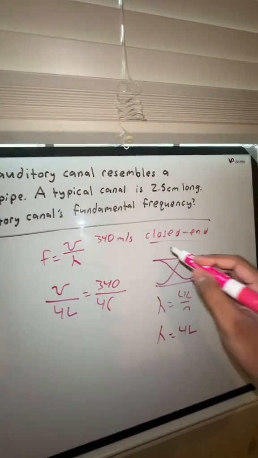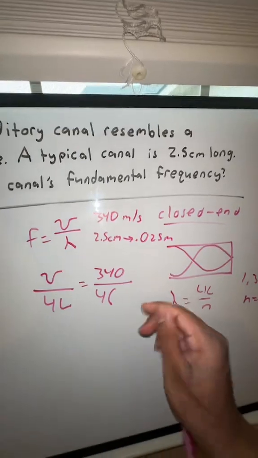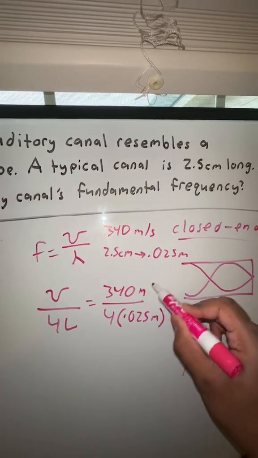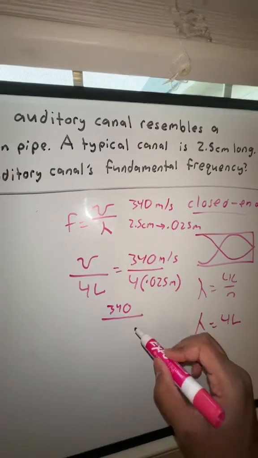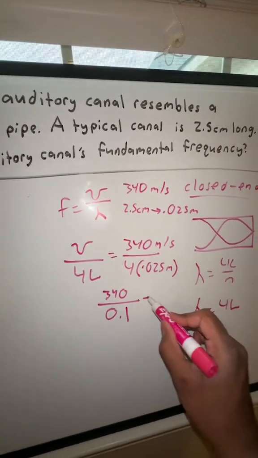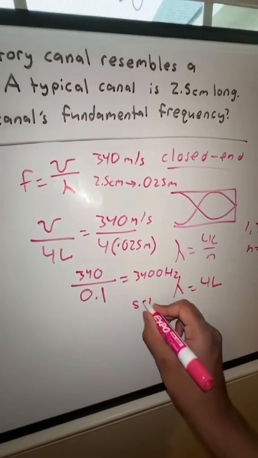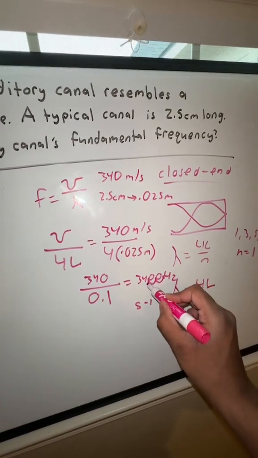The length is 2.5 centimeters. 2.5 centimeters is the same thing as 0.025 meters. So we're going to put 0.025 meters here because this is meters per second, so we want meters to cancel out, right? Anyways, when we do this, we're going to get 340 over 0.1, and then this will just be 3,400 hertz. Hertz is the same thing as inverse second, so this is hertz. And our answers are in kilohertz, so we just divide by 10 to the 3, and we get 3.4 kilohertz, which is answer choice C.